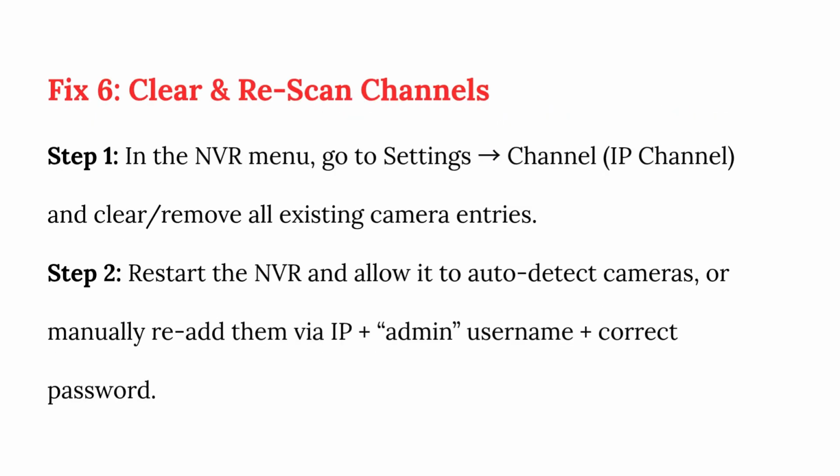Fix 6: Clear and rescan channels. Step 1. In the NVR menu, go to Settings, Channel, IP Channel, and Clear. Remove all existing camera entries. Step 2. Restart the NVR and allow it to auto-detect cameras or manually re-add them via IP, admin username, and correct password.